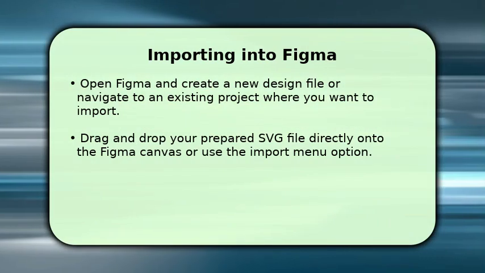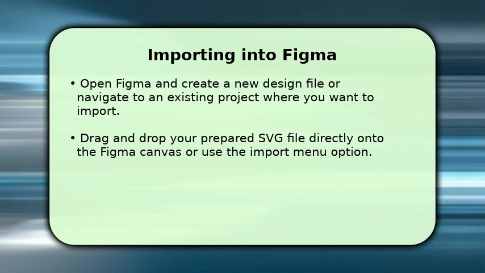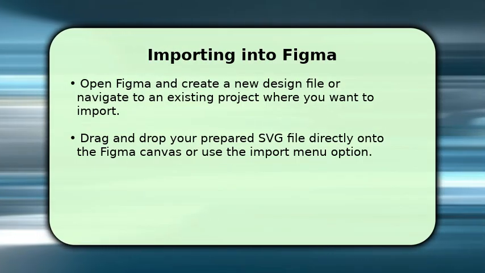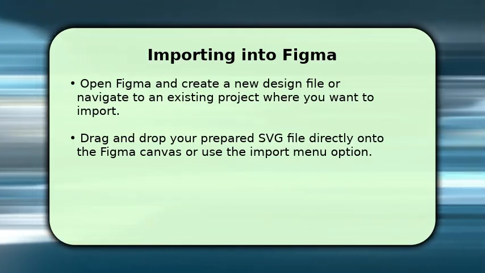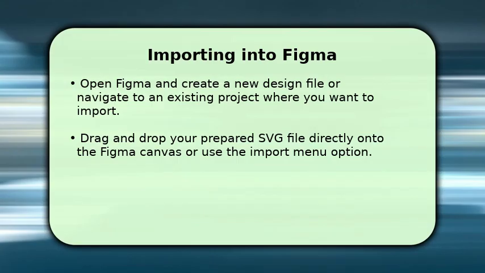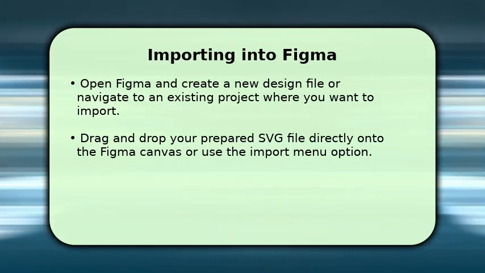Now, let's move to Figma. Open your Figma application and either create a new design file or open an existing one where you wish to place your XD content. The simplest way to import is to drag and drop your SVG file directly from your computer's File Explorer onto the Figma canvas. Alternatively, you can go to the File menu, select Place Image/Video, and then choose your SVG file. Figma will then process and display your design.